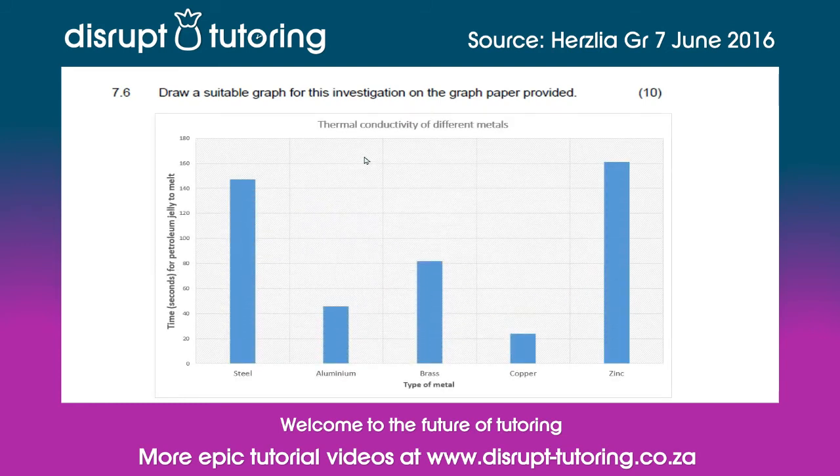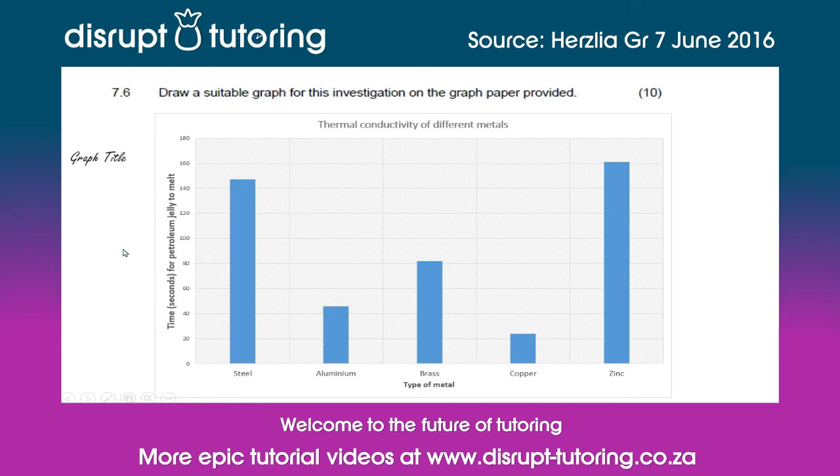You know, when you're doing a graph, we use the information given in the table. The table gave us the type of metal as well as the time in seconds for petroleum jelly to melt. And we've chosen a bar graph as the suitable mode of showing this information, because it allows us to see the differences in each of these metals very clearly.